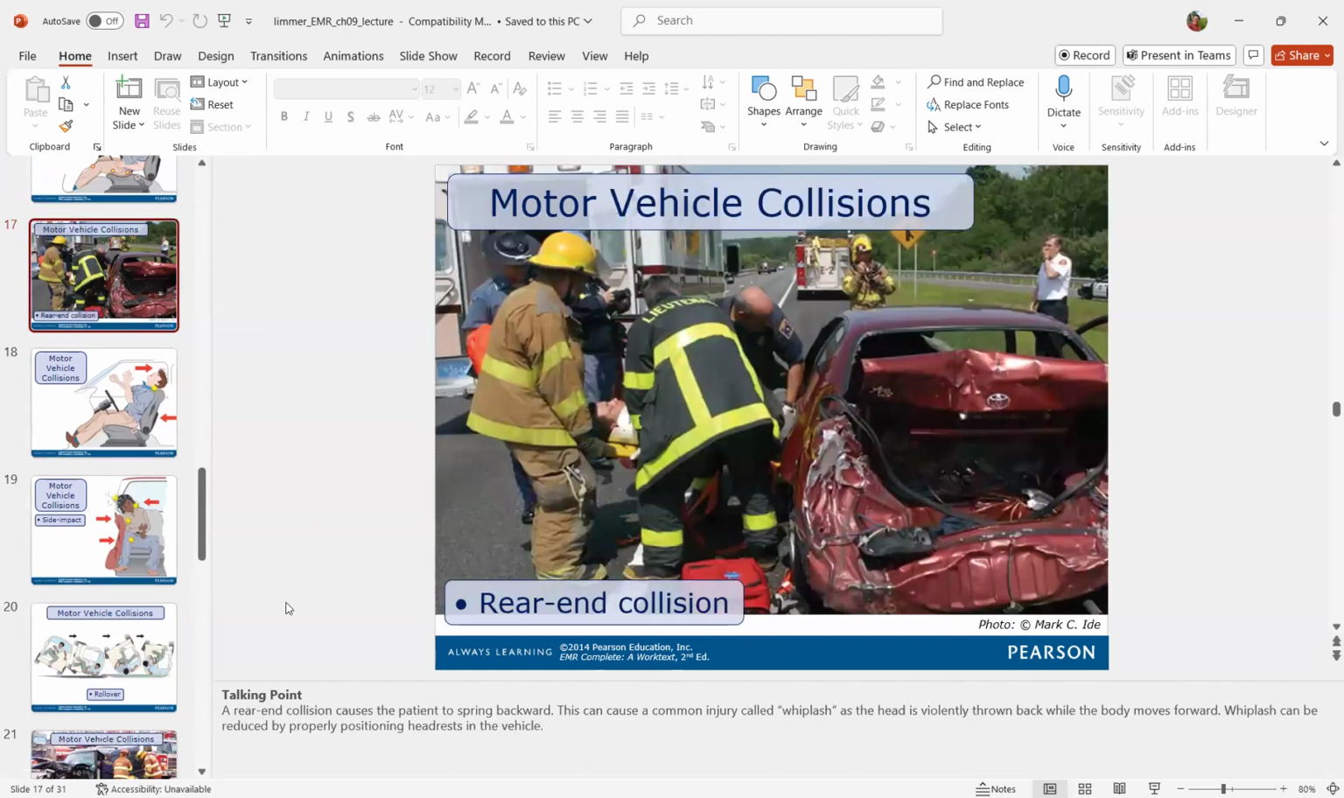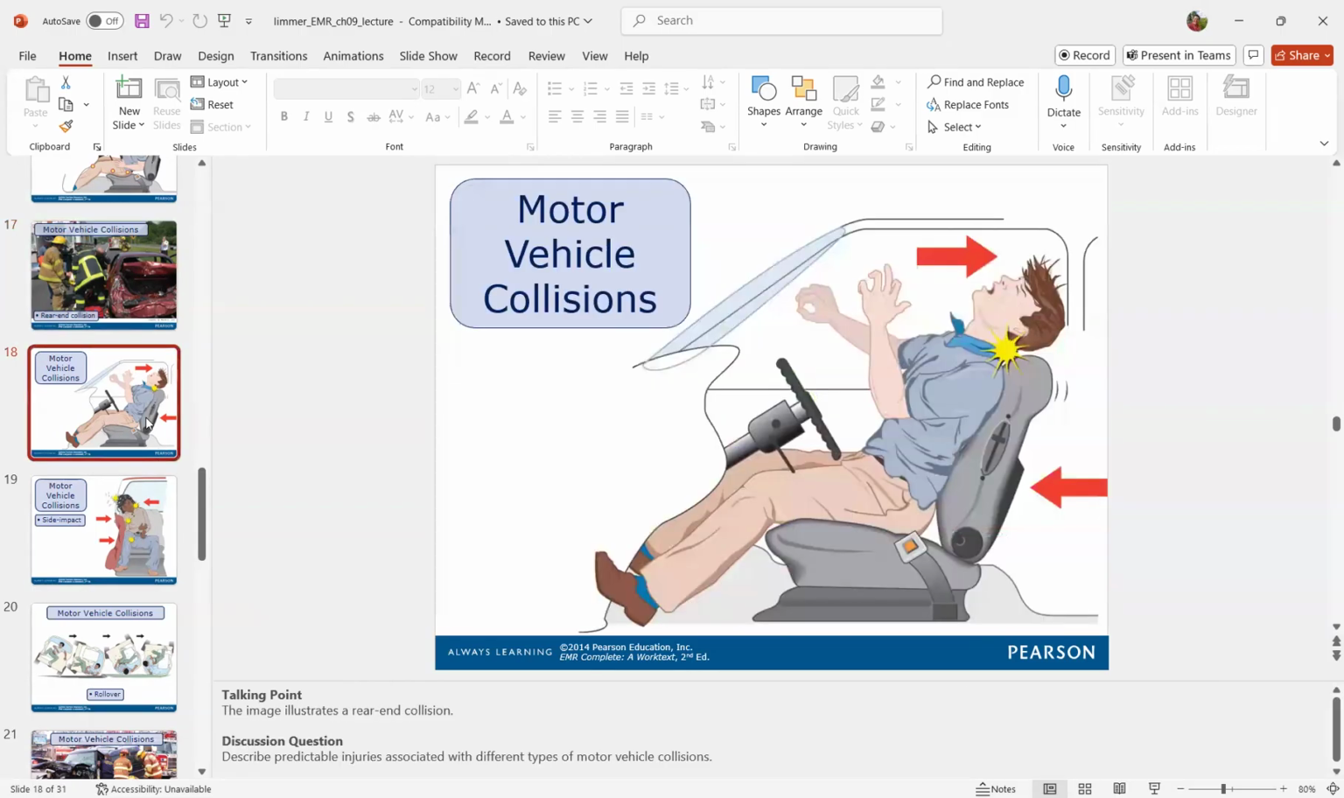For rear-end collisions, the patient springs backwards. This can cause a common injury called whiplash, as the head is violently thrown backwards and then moves forward. Whiplash can be reduced by properly positioning headrests in vehicles. So in a rear-end collision where the head gets thrown backwards, having a good headrest right there is going to prevent that.